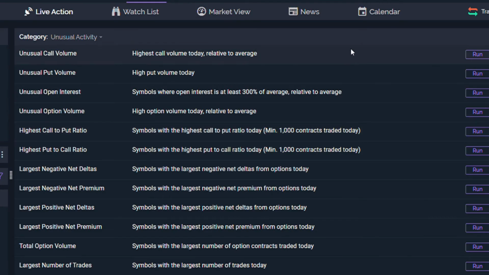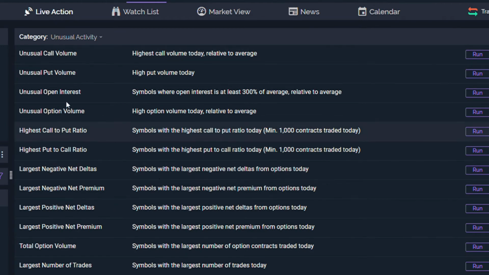Now, if you have E-Trade, you can go to the live action, and it gives you different scans that you can check for. And I'm sure Thinkorswim and all the big brokerages have some sort of way to show you different metrics for all the contracts.